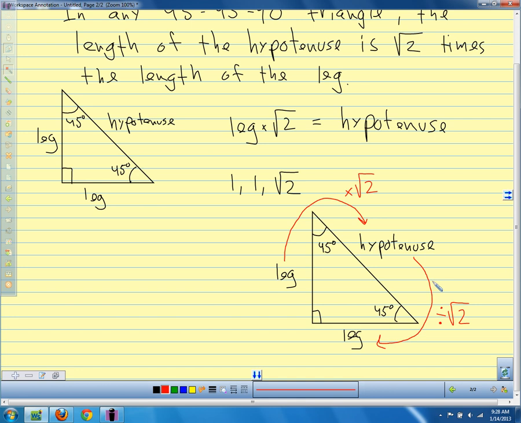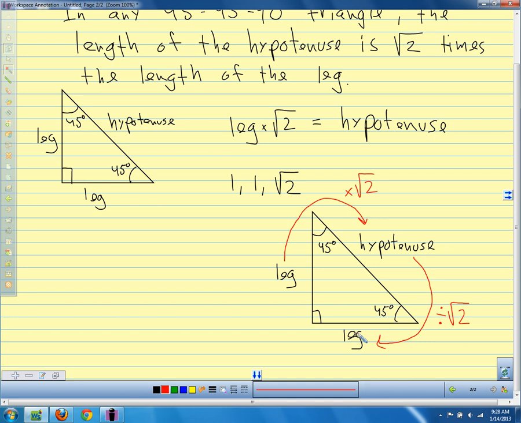The other thing to remember about these is that the Pythagorean Theorem will always still work on these. So I can use my lengths here and plug them into the Pythagorean Theorem like we did in our first examples, and I will still get the right answer. This just gives us a shortcut. Multiply by the square root of 2, divide by the square root of 2, and I'm good.